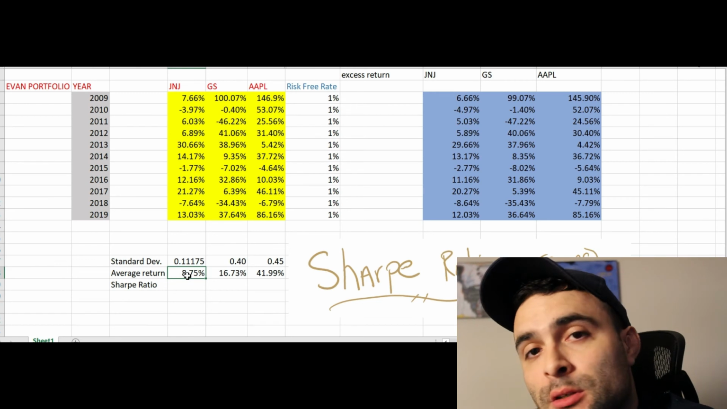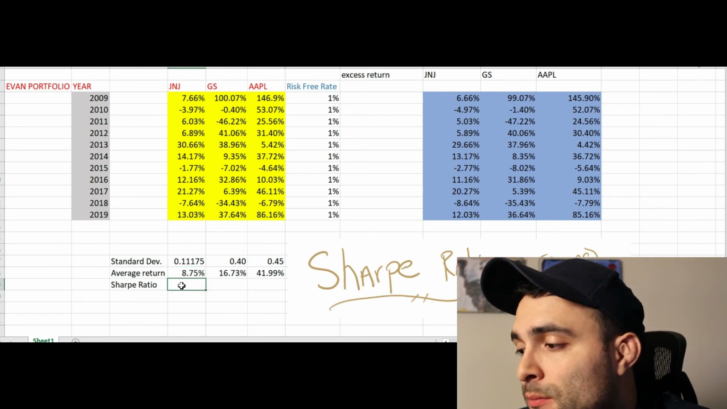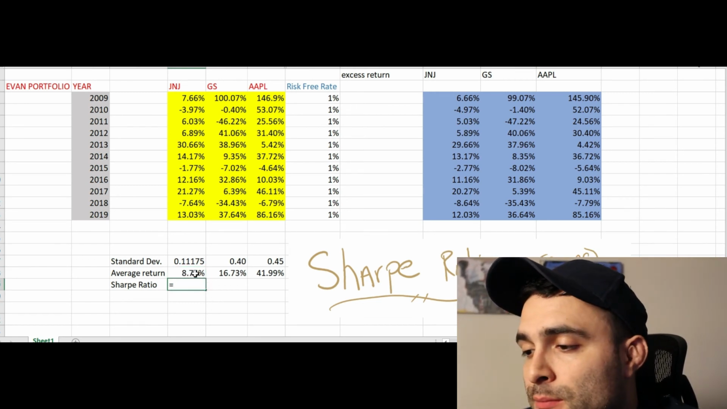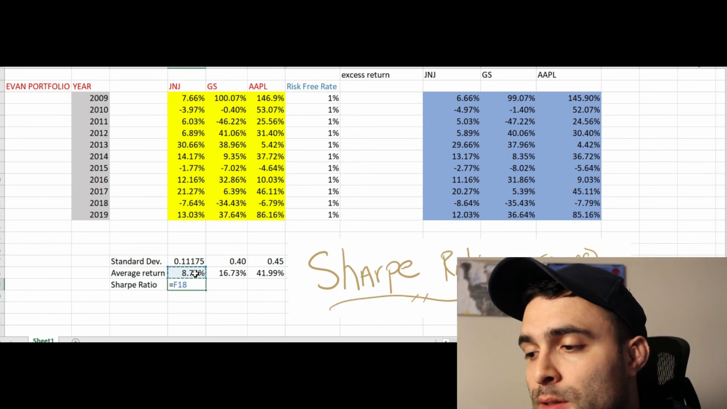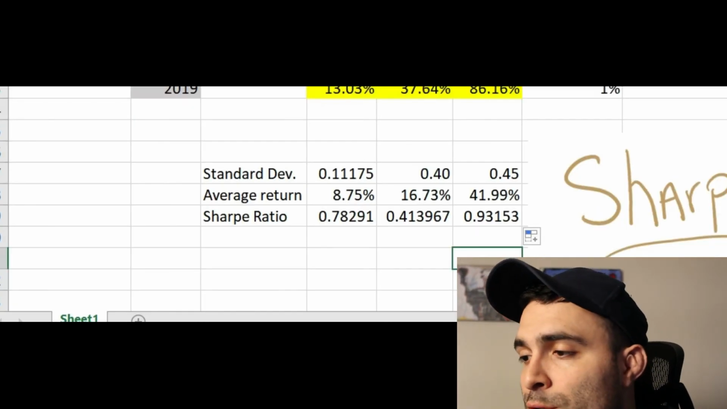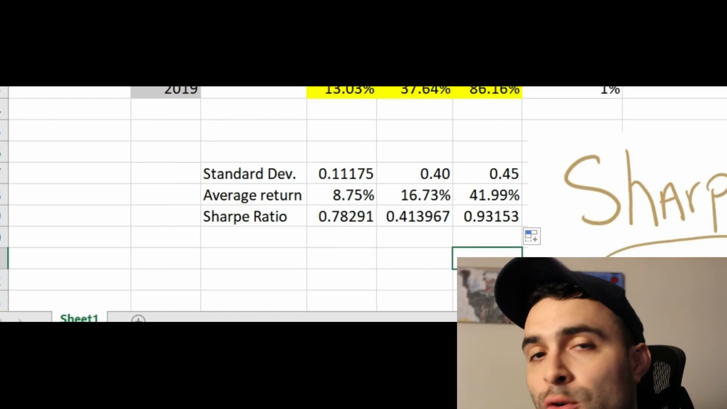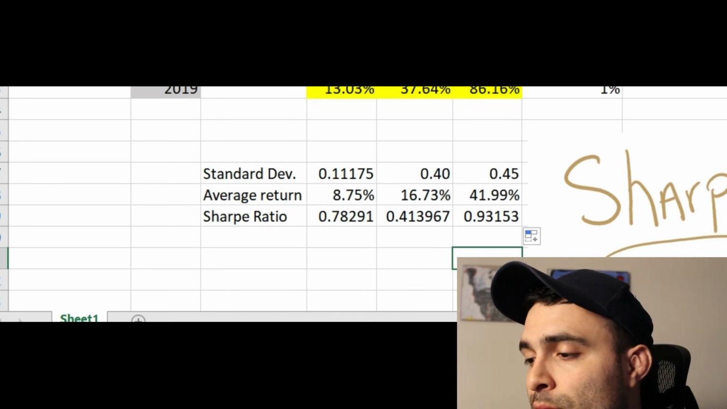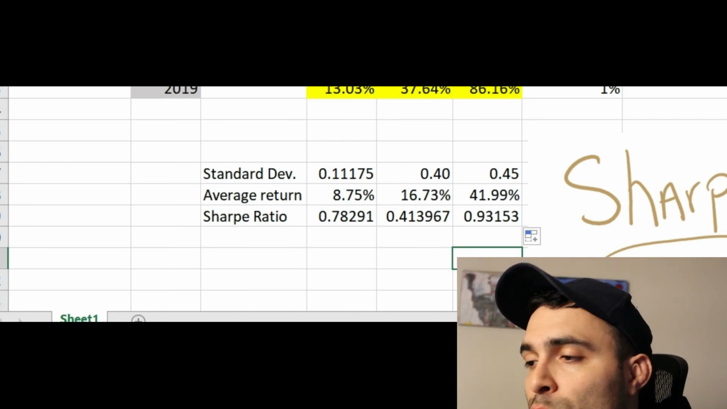To get the Sharpe ratio, you just take the return divided by the standard deviation. And remember, since we used the average return after we took out the risk-free rate already. Sharpe ratio for Johnson & Johnson, if that was its own portfolio, is 0.78. Goldman Sachs was 0.41, and Apple was 0.93. Based on this, Apple was your best investment.